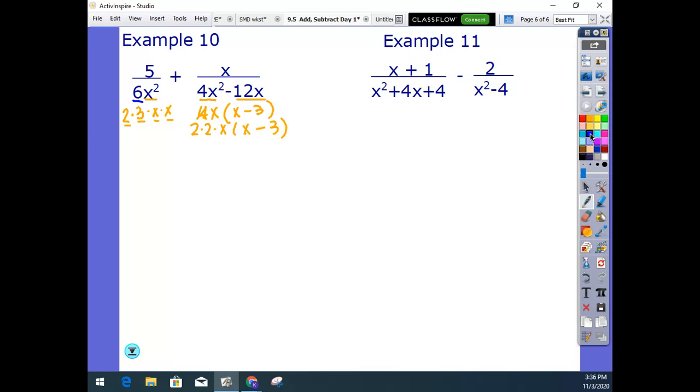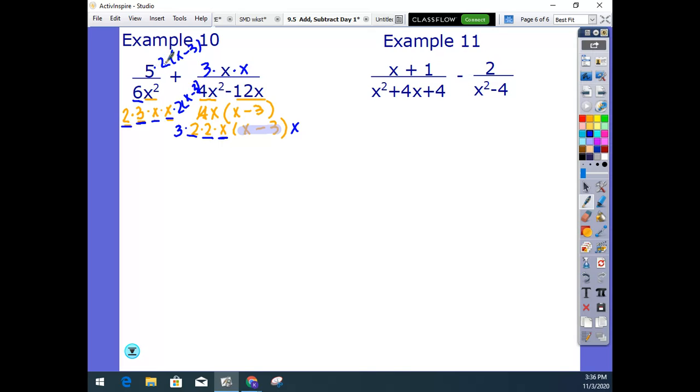Now let's build our common denominator. So first of all, they each have a 2. This one has a 3, so I'm going to multiply top and bottom by 3. This one has another 2, so I'm going to multiply top and bottom by 2. See how this has 2 x's and this one only has one single x? I'm going to have to multiply top and bottom by x. This one has an x minus 3, so now I need to multiply top and bottom by x minus 3.